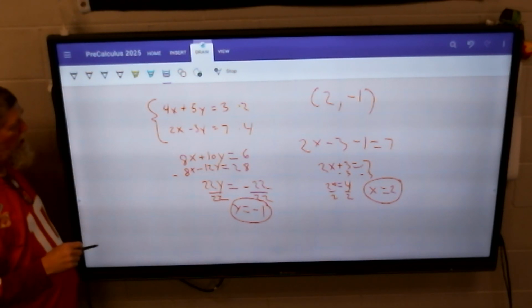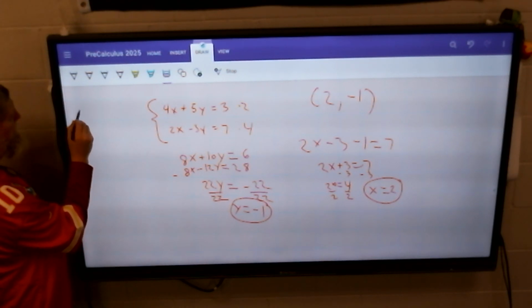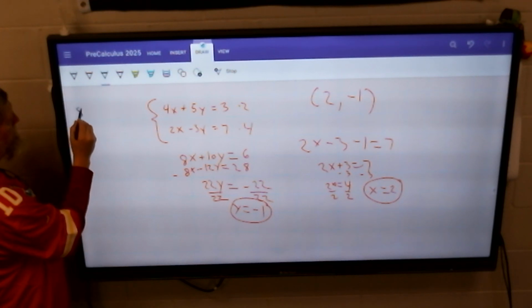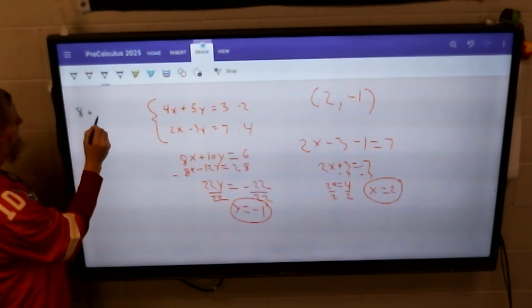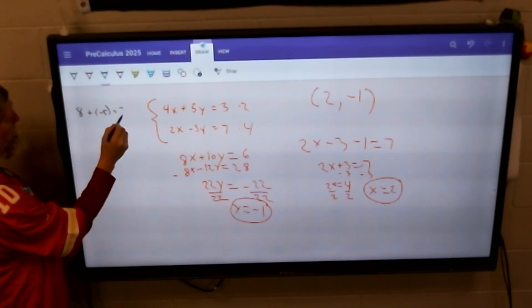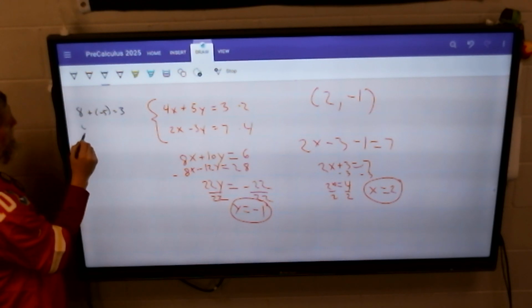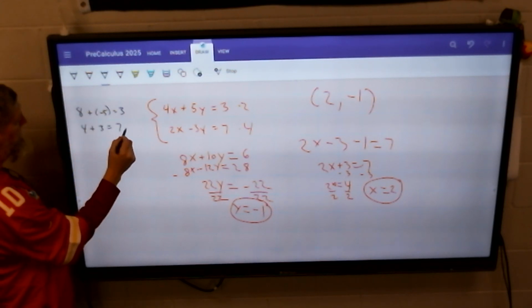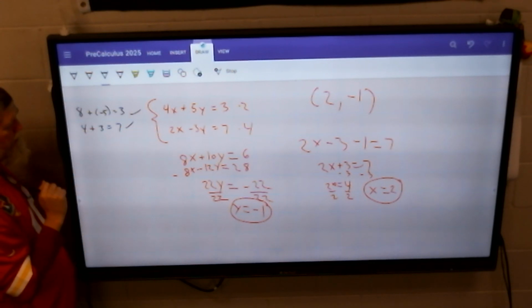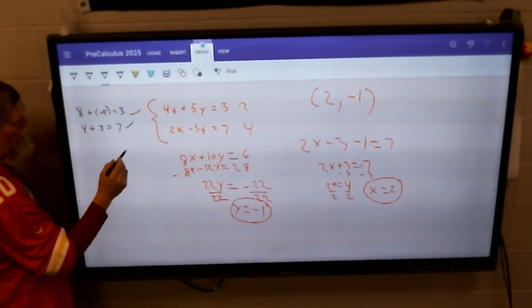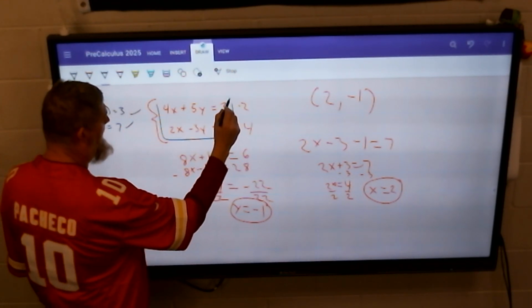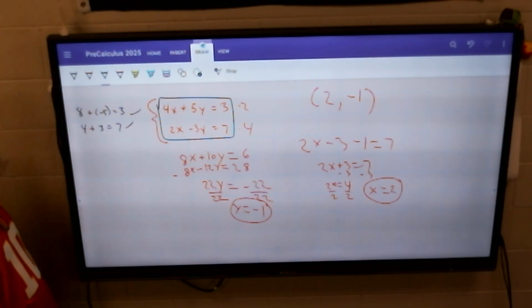Okay, you checked it in your head? Yes, absolutely. 4 times 2 is 8, plus 5 times -1 is -5, that absolutely equals 3. 2 times 2 is 4, -3 times -1 is +3, that absolutely equals 7. It checks them both. So there's no reason not to get the right answer, because you can always go back and check. Just don't make computation errors. All right, that's elimination.